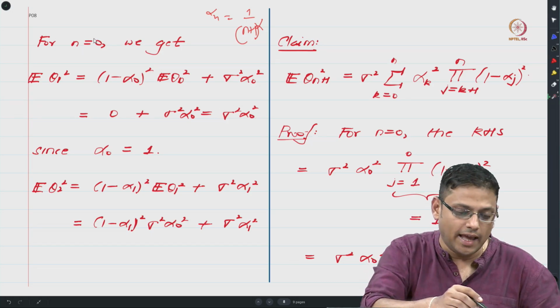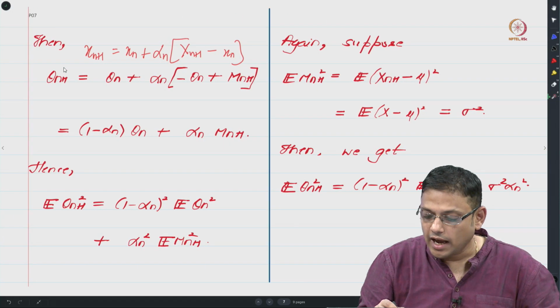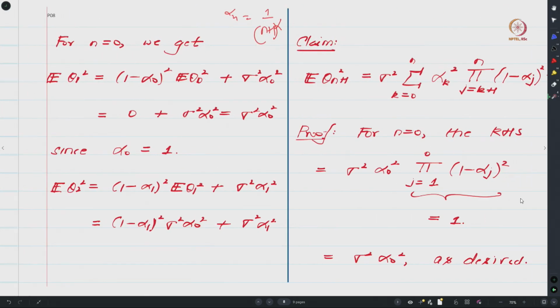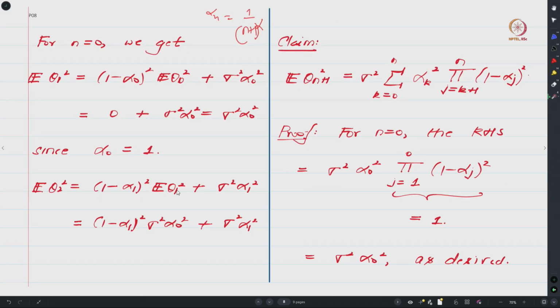Similarly, if I substitute n equals 1 over here, I would end up with (1 minus alpha_1) squared times the expected value of theta_1 squared and sigma squared alpha_1 squared. Okay, so that is precisely what I have written here. This is (1 minus alpha_1) the whole squared times the expected theta_1 squared plus sigma squared alpha_1 squared.